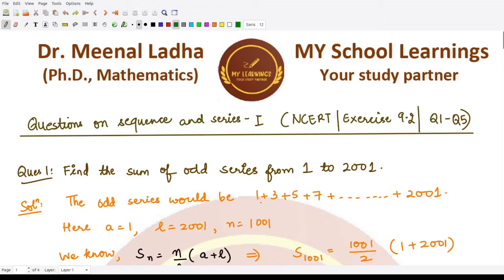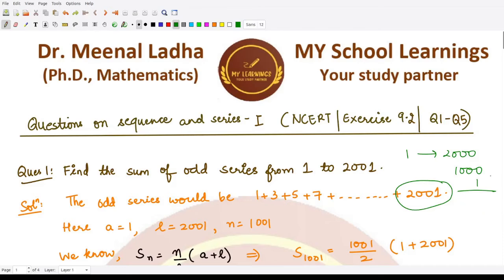Here in this series you can clearly see 1 is the first term. The last term is also known to us, that is 2001. And how about the number of terms? The number of terms could be calculated. From 1 to 2000, we have in total half of the numbers as odd numbers. So that means 1000 odd numbers, and plus we have one more number which is 2001. So in total we have 1001 such numbers, correct?